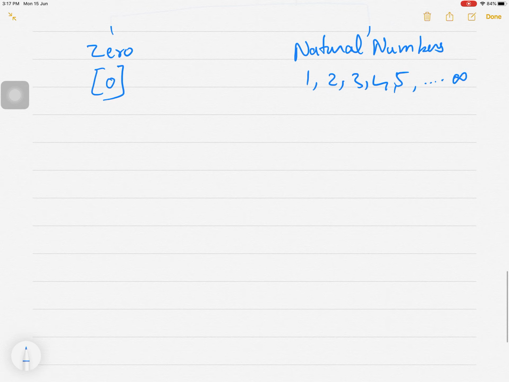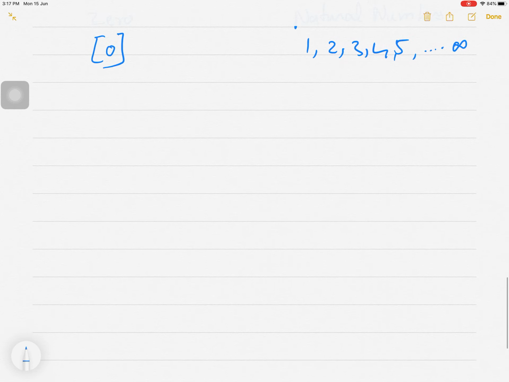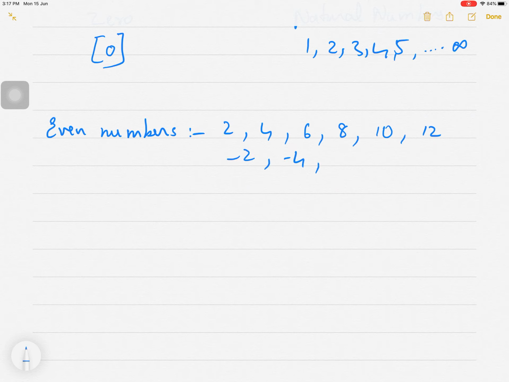So next, what are even numbers? Even numbers are those numbers which are divisible by 2, right? So 2, 4, 6, 8, 10, 12, even the negative numbers, okay? -2, -4, -6, -8, right? These are the even numbers. Even numbers are those numbers which are divisible by 2.